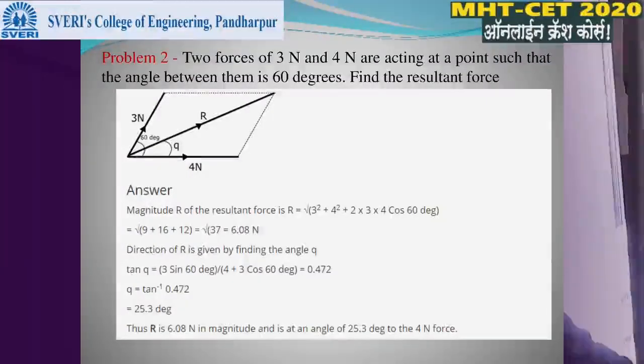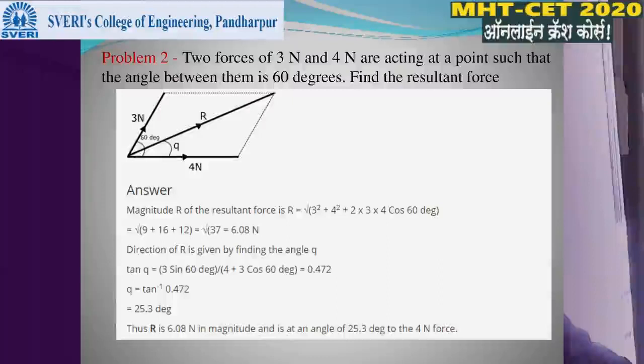Then magnitude R of the resultant force is R is equal to under root 3 square plus 4 square plus 2 into 3 into 4 cos 60 degree. If we solve this, then what we get? We get under root 9 plus 16 plus 12 is equal to under root 37 is equal to 6.08 Newton. Then direction of R is given by finding the angle Q.